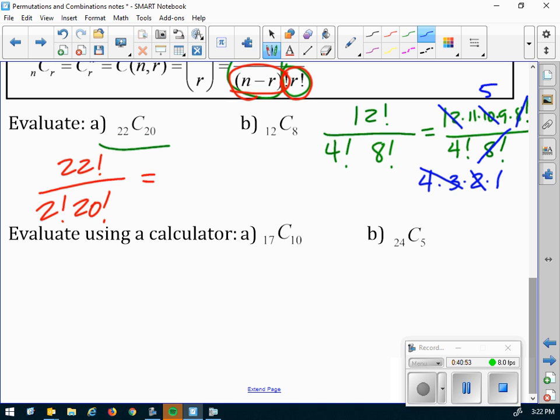Look, okay, let's go back here then. 22 times 21 times 20 factorial, right? Divided by, now, I just thought in my head, 2 factorial is 2, because 2 times 1 is 2. So I just did 2 times 20 factorial.